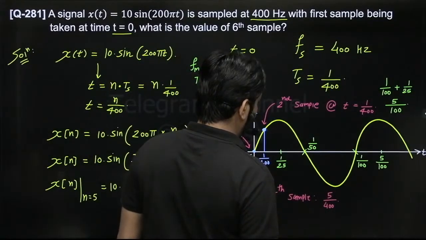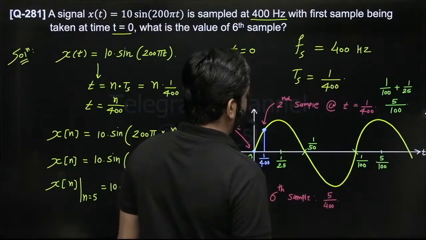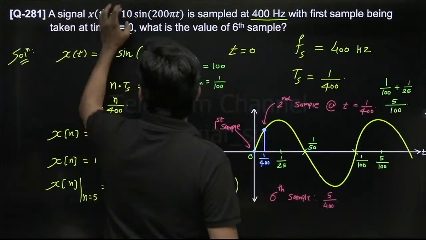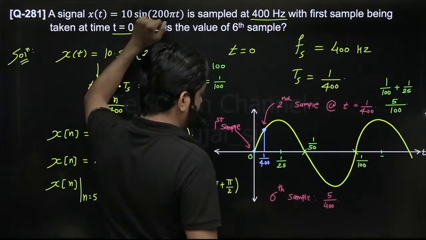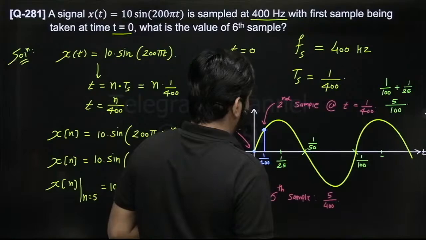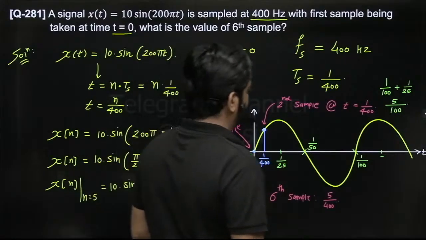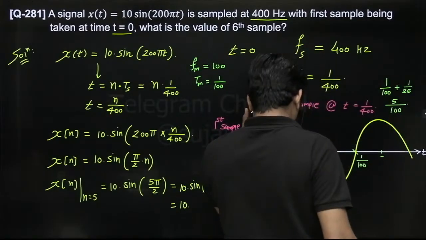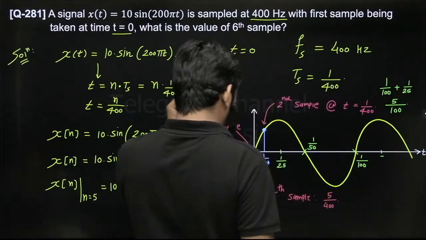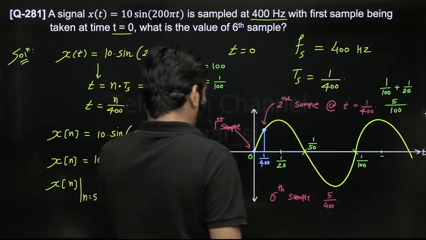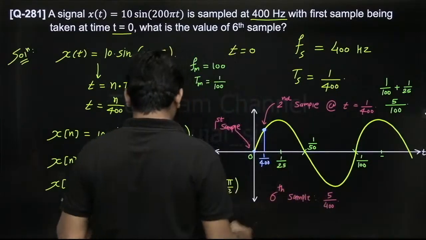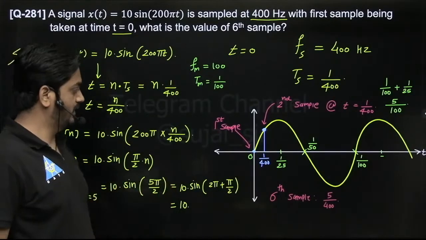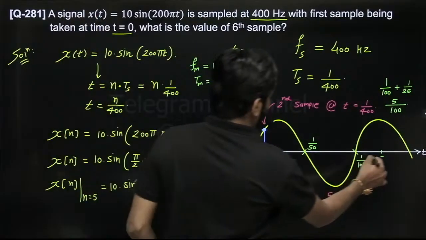Just wait for a minute. 5 upon, multiply with 4. Okay, wait. Okay, wait. 5 by 100. Correct. 10, guys. Correct answer is 10, guys. Your right answer is 10. Simply you have to put n equal to 5.